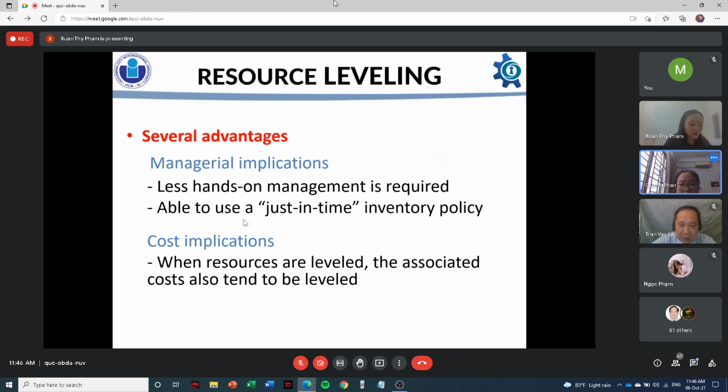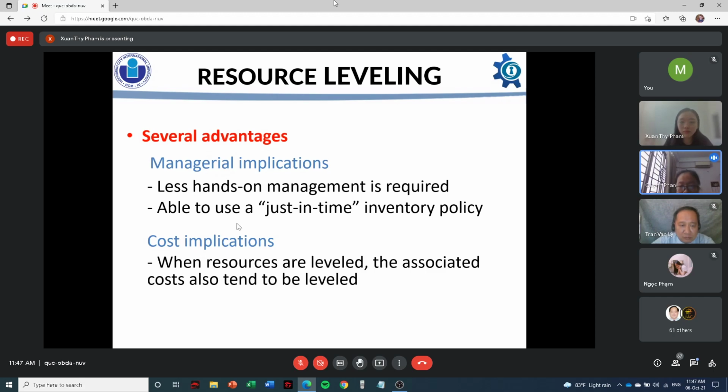So we're here again. Why do we have to perform such a phase? Let me introduce you to the advantages of resource leveling. Within the managerial implications, resource leveling leads to less hands-on management, which means a situation where a manager is involved in the day-to-day activities and decisions of the team. How? Well, we can see that such a situation can be limited if the use of the given resource is nearly constant over its periods of use.